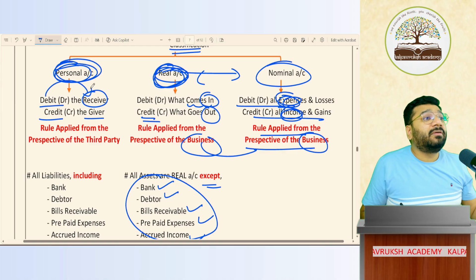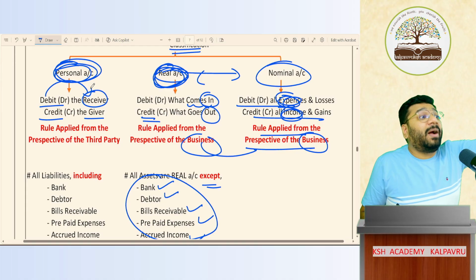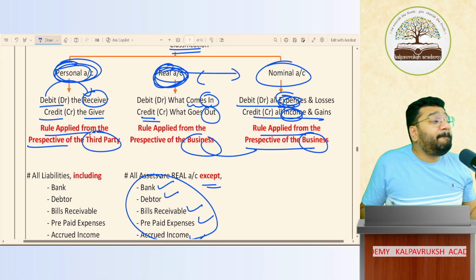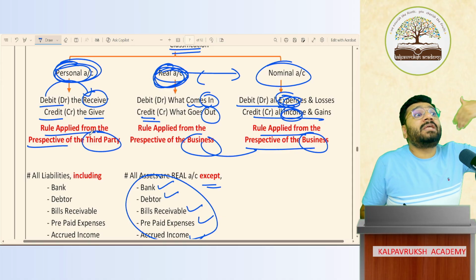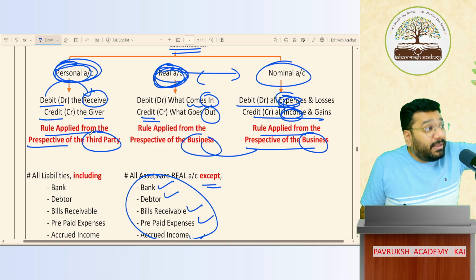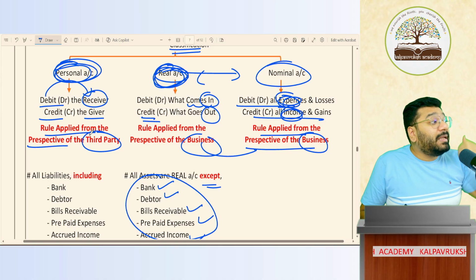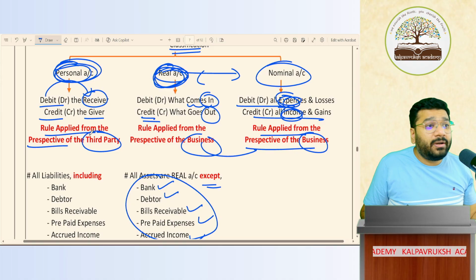Debit the receiver. Who's receiving here? Third party, not business. Third party is the receiver. Always this rule is applied from the perspective of the third party, the opposite person. Is he receiving money or giving money? Is he receiving goods or giving goods? So everything is applied from the third party's point of view. Got it? Not got it?